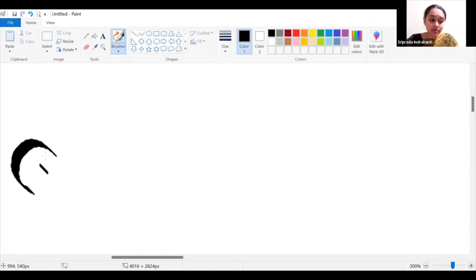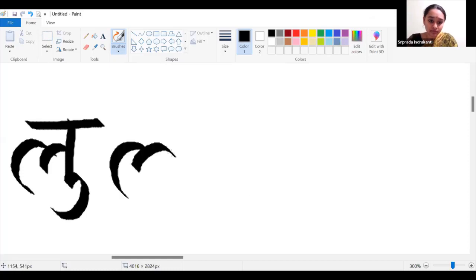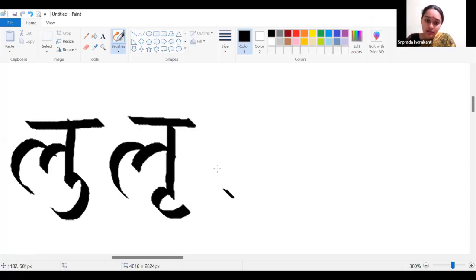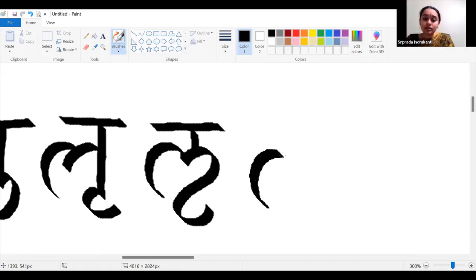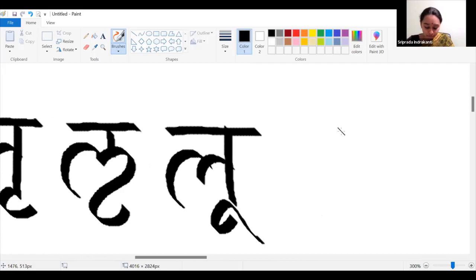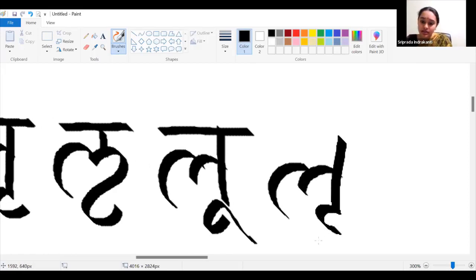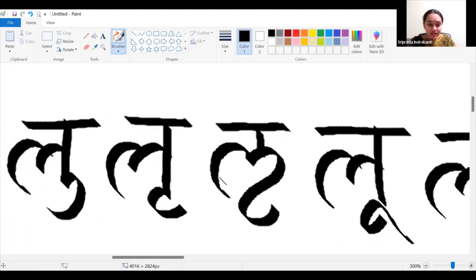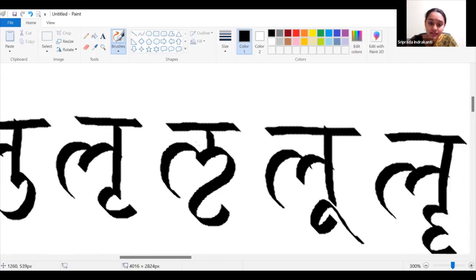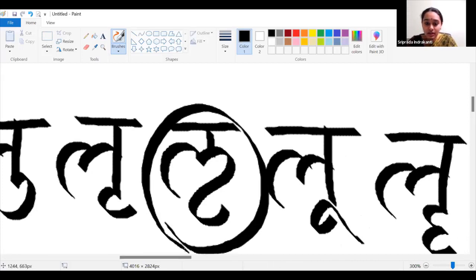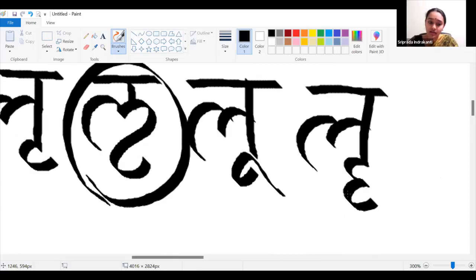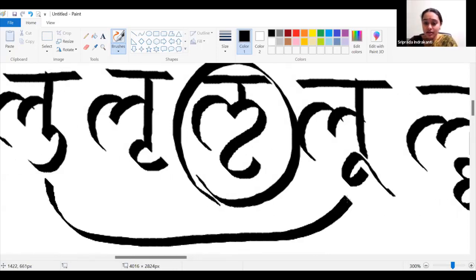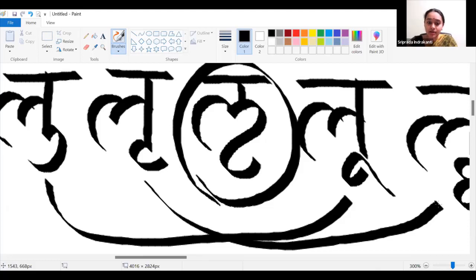So another one is the difference between lu, l, lu, and l. Similar to what we saw for tra. I know they look very similar. This is la plus u, first one. This is la plus r, the vowel r. This next one is the vowel l itself. This is the only vowel here. This is lu dirgham. This is la plus r dirgham. So this and this are u, this and this are r. The middle one is a vowel.